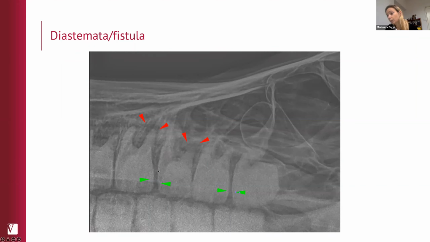So like in this case, we have a space between this 08 and 09, and you can see a periapical halo associated with this tooth. This is quite an old horse, so you actually have periapical changes associated with multiple teeth. This diastemata is more quiescent, and these tooth roots, in my opinion, are normal.